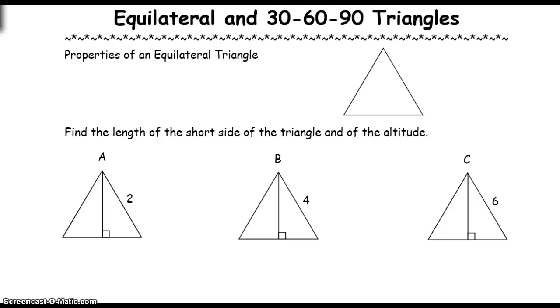Today we're going to talk about equilateral triangles, which you can turn into 30, 60, 90 triangles, which is a very special type of triangle that has special properties. So first let's talk about what an equilateral triangle is.